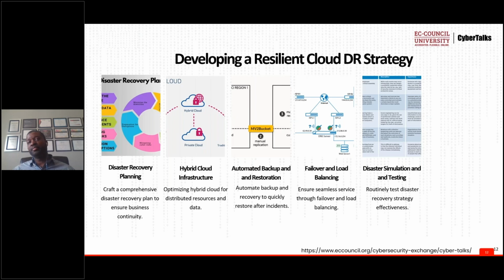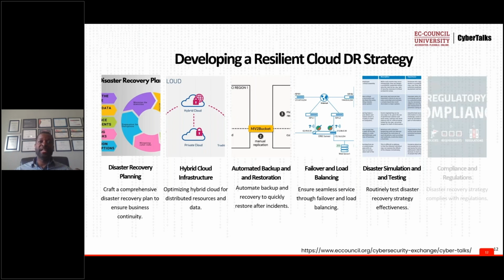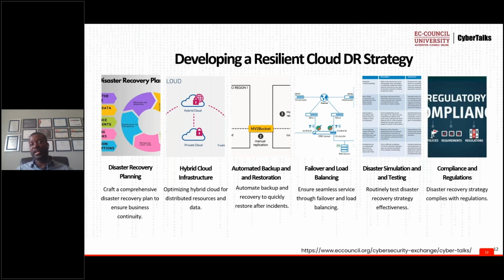No strategy is complete without simulation and testing. Running regular DR drills validates whether your plan actually works and gives teams the confidence they need to execute under pressure. And finally, align everything with regulatory compliance. From GDPR to HIPAA, your DR strategy must meet industry-specific legal and security requirements to avoid risks beyond downtime.